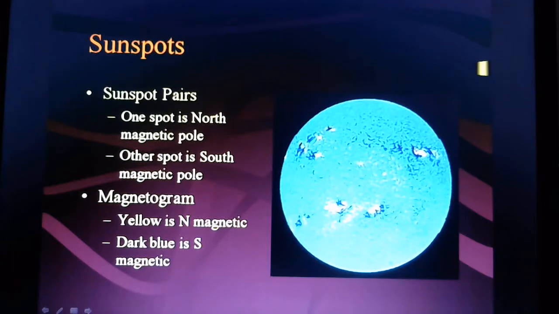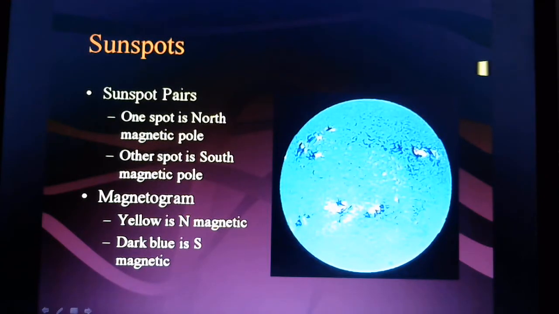Now there's something else to try and notice from this diagram that's a little bit more subtle. Up here on the north, here's a north magnetic pole. Behind it is a south magnetic pole, and the sun is rotating in this direction. So the yellow magnetic pole is going first, and the south magnetic pole is following it. Up here, yellow magnetic north pole is first, and south is following it. Yellow is first, south is following.